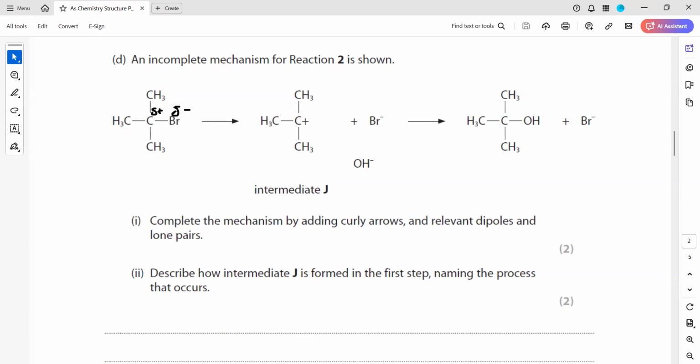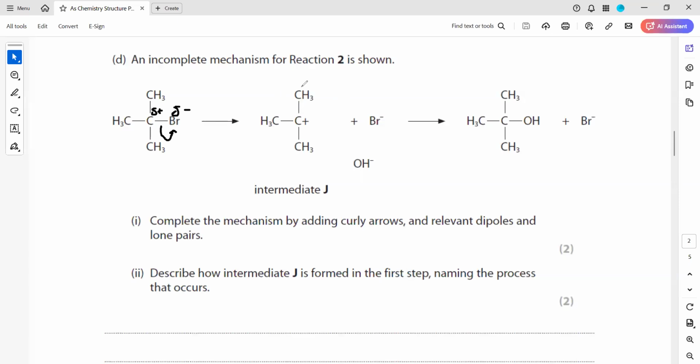In an SN1 reaction, first the bond will break. It will form a carbocation. So first the bond will break. This carbon will break a bond. So we'll represent an arrow from where the electron started to the atom which takes those electrons.